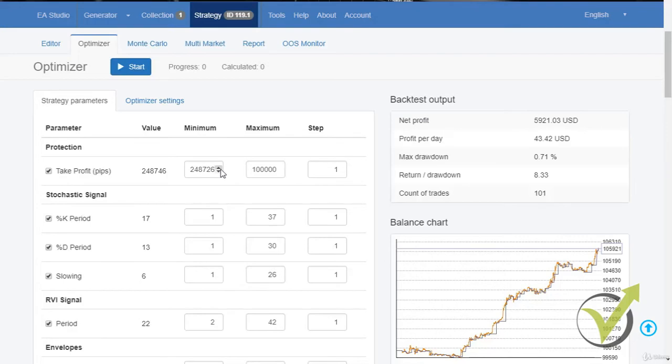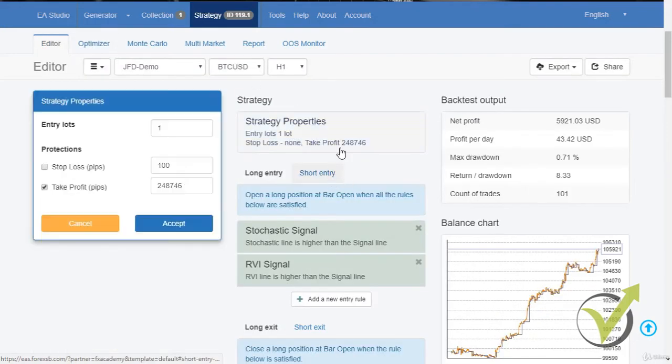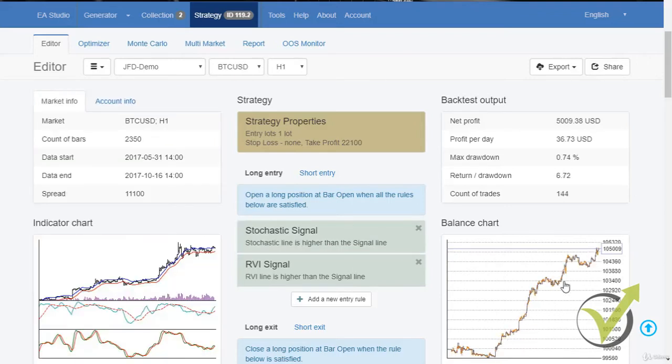Here you see the take profit. I will just change it because this was a generated take profit from EA Studio, but I will go for $221 as a profit, and since this is in pips, this way I'm having exactly $221 as a take profit. Let me click accept. You see there is no huge difference. This is one of the signs that the strategy is not over optimized, and this is the very good thing of EA Studio, that you can see the balance chart immediately.